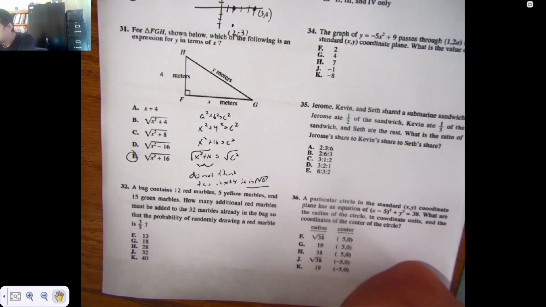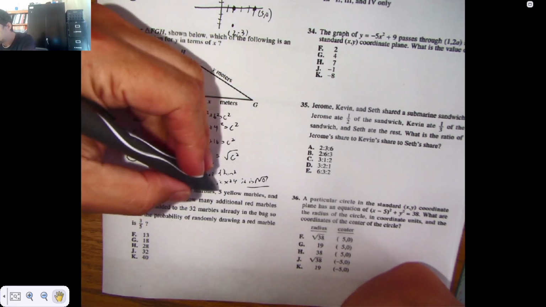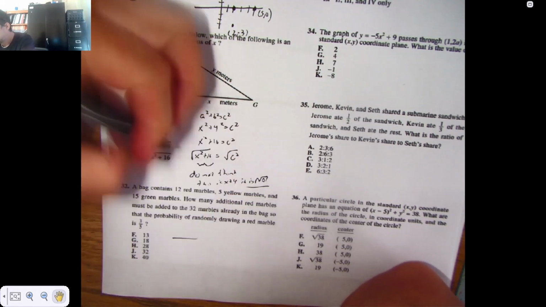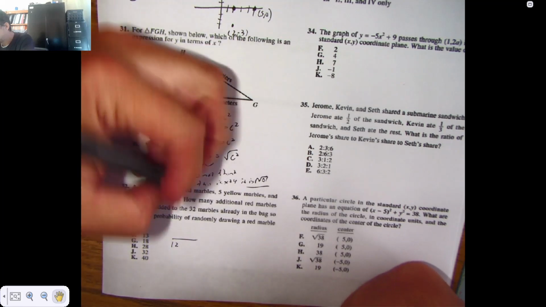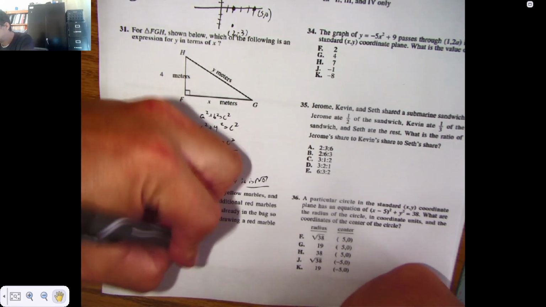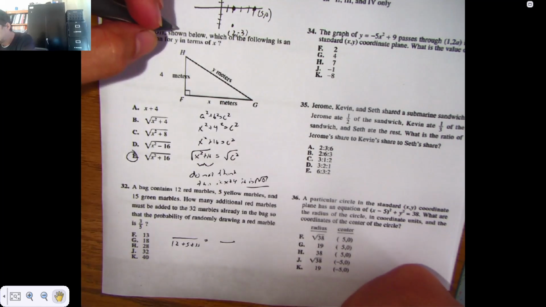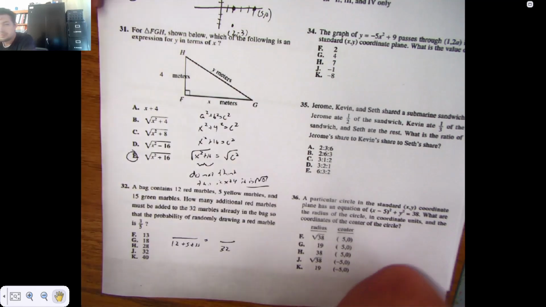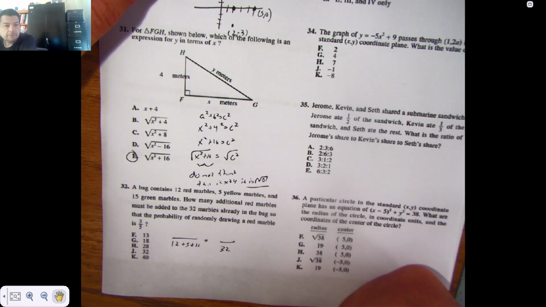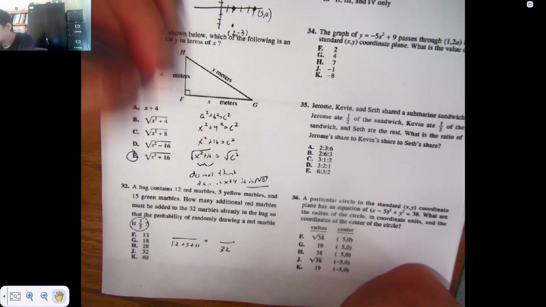All right, a bag contains 12 red marbles, 5 yellow marbles, and 15 green marbles. So 12 and 5 and 15. The denominator here is 12 plus 5 plus 15 equals 32. They do these pretty big in middle school. How many additional red marbles must be added to the 32 marbles already so that the probability of randomly drawing a red marble is 3/5? That's what we want.